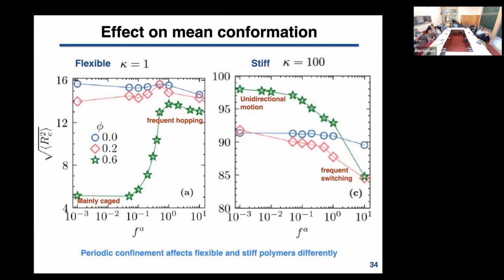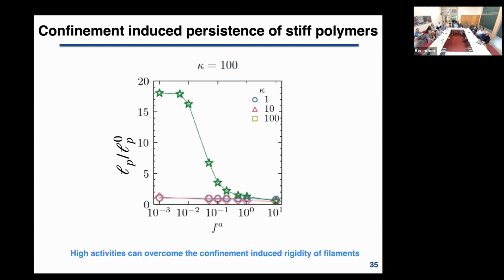Because it can overcome the bending stiffness basically, and in our case it's not exactly, but it's approaching the free space limit when I go to high activity. So somehow with activity you can overcome the barriers, which is what we see.